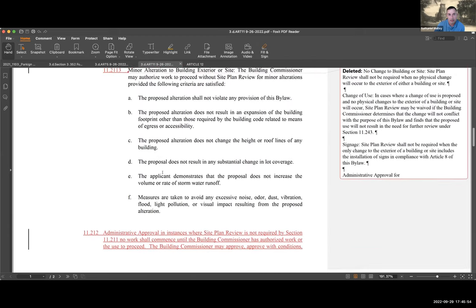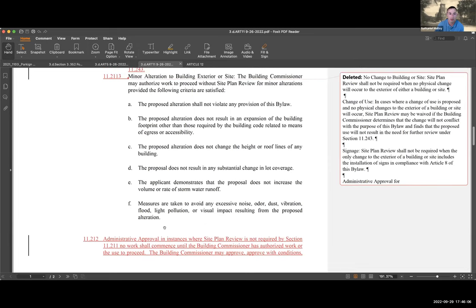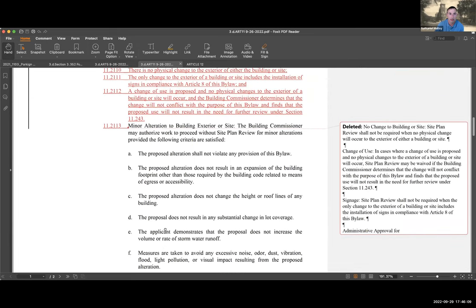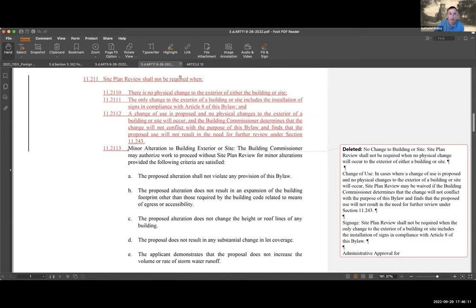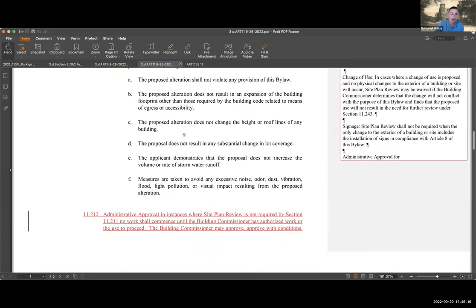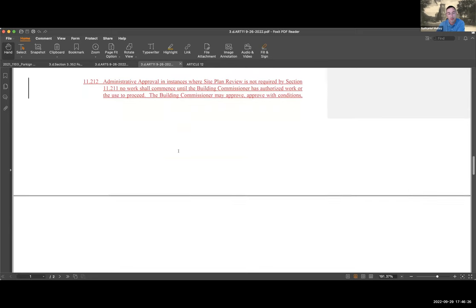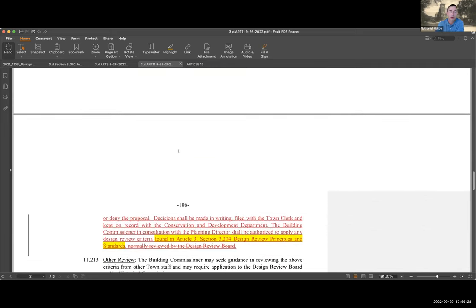The really big change to section 11 is this administrative approval process in instances where site plan review is not required. And this is what we've adapted from Article 14. This administrative approval is nested under this section only when site plan review is not required. And we're saying that no work shall commence until the building commissioner has authorized the work or the use to proceed. The building commissioner may approve with conditions, or deny the proposal.